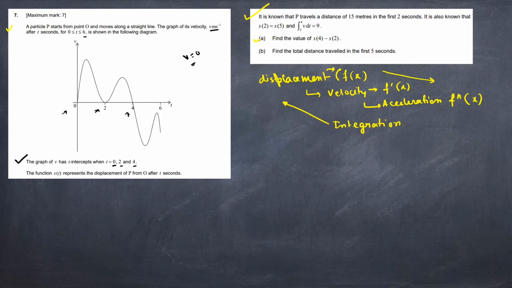Now read this particular part. It is known that P travels a distance of 15 meters in the first 2 seconds. It is also known that S(2) equals S(5). This will be needed in the next problem, and the integral from 2 to 4 of v dt equals 9. Now we will do part A and find the value of S(4) minus S(2).